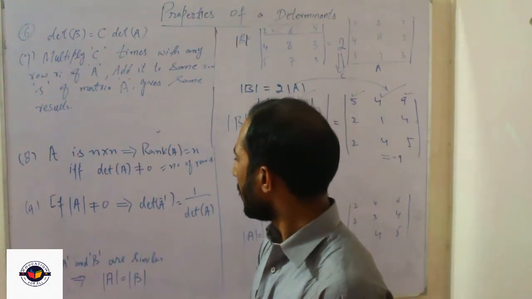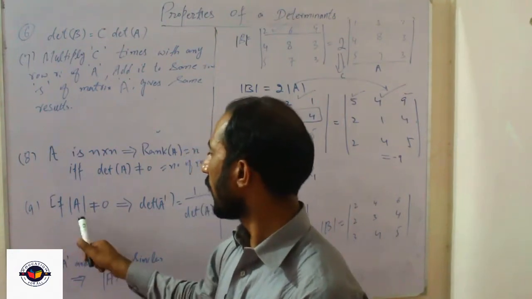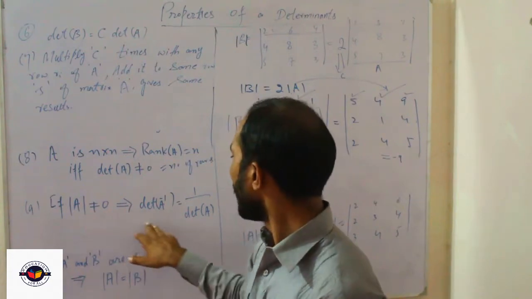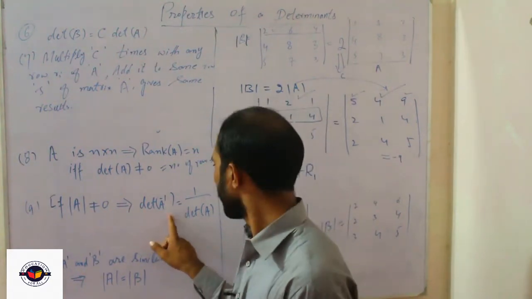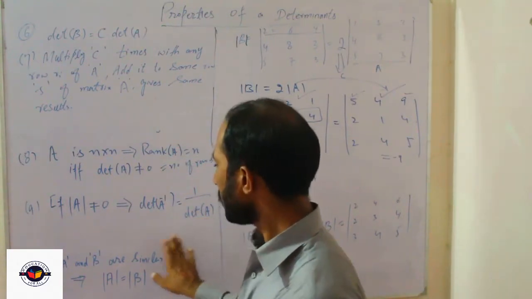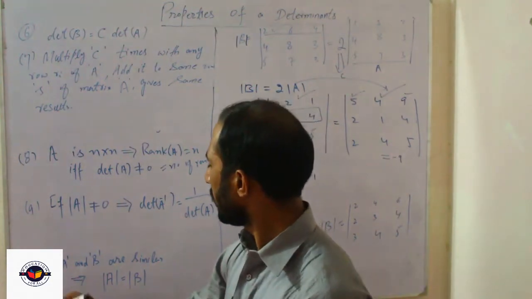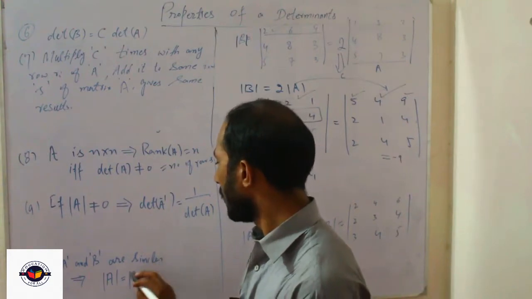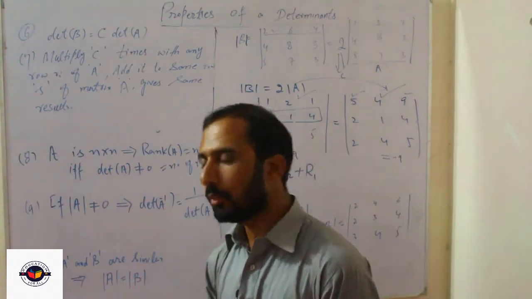Property number 9 gives that if the determinant of a matrix A is non-zero, that is, if a matrix A is non-singular, then the determinant of A inverse is equal to the inverse of the determinant of A. And property number 10 defines that if A and B are two similar matrices, then the determinant of A is always equal to the determinant of B.